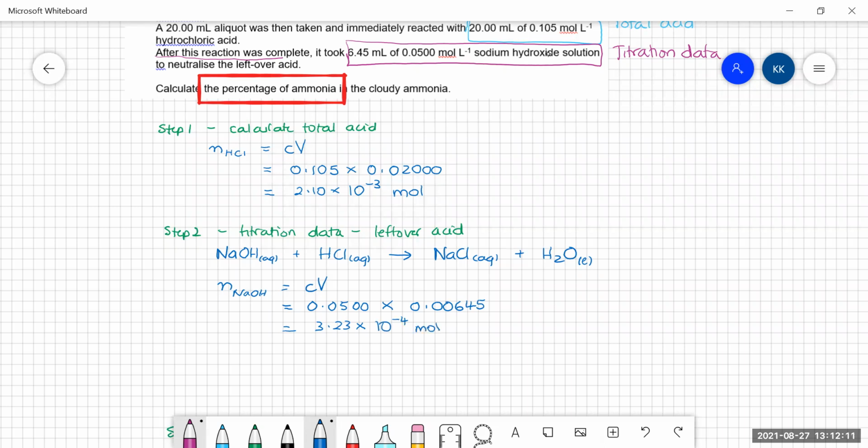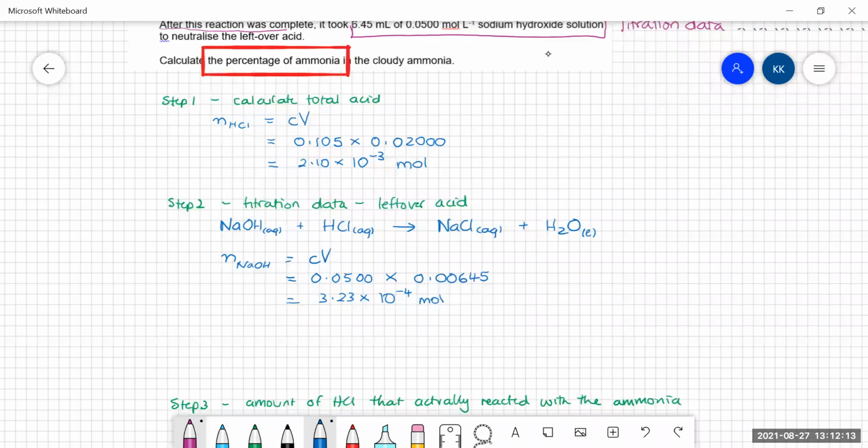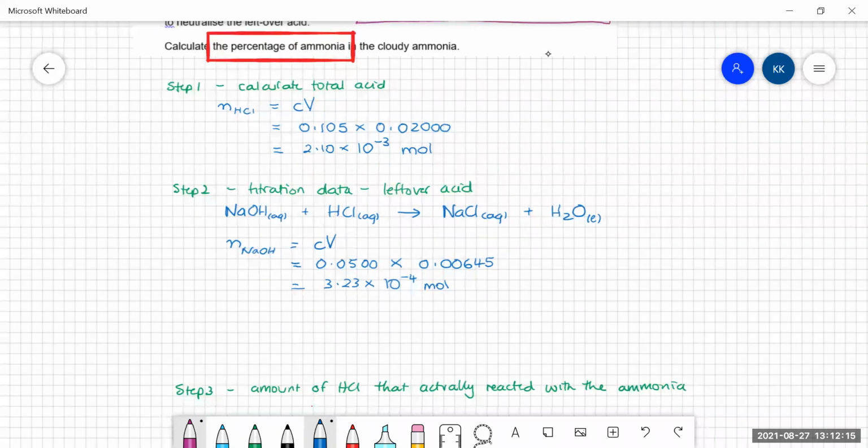Now we can use stoichiometry from the titration reaction to calculate the moles of hydrochloric acid. So the moles of hydrochloric acid over the moles of sodium hydroxide is 1 to 1. And of course, that means our moles of hydrochloric acid are equal to our moles of sodium hydroxide. And we just calculated that to be 3.23 × 10^-4 moles.